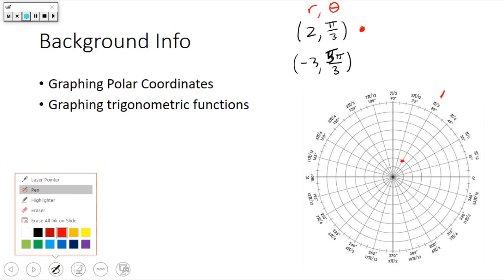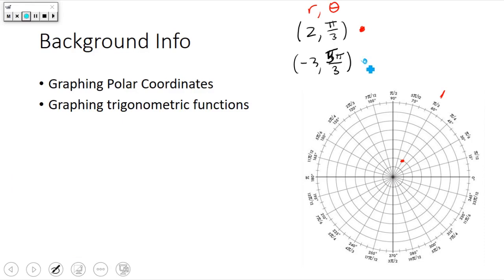If we wanted to graph negative 3 comma 5 pi over 3, we do this the same way. We can imagine we're standing at the pole and we're looking towards 5 pi over 3, so we're looking in this direction here. Now, if it was positive 3, we would go 3 towards that direction and have a point right here.